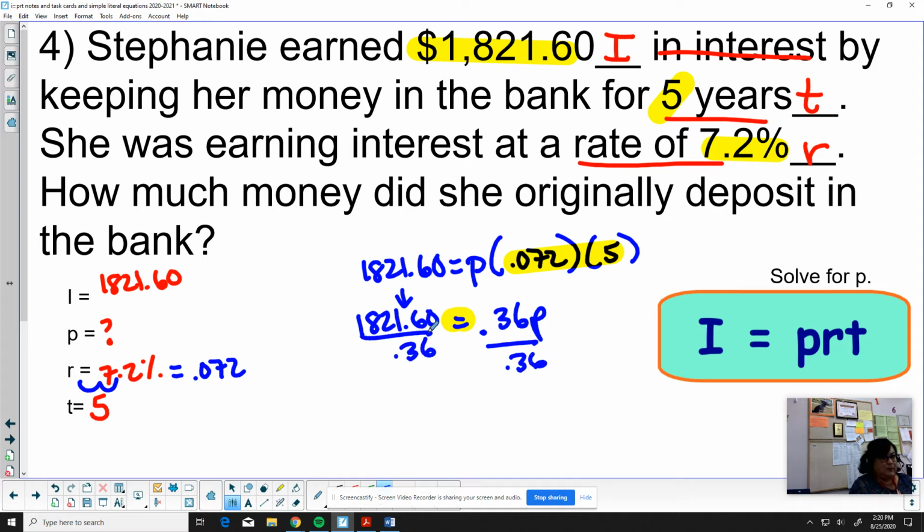So 1821.60 divided by 0.36 is 5060, or $5,060. Okay, and my check is that the principal is bigger than the interest. It's more. Okay, so it's a reasonable amount. So that's the answer. So I've done one of each kind.